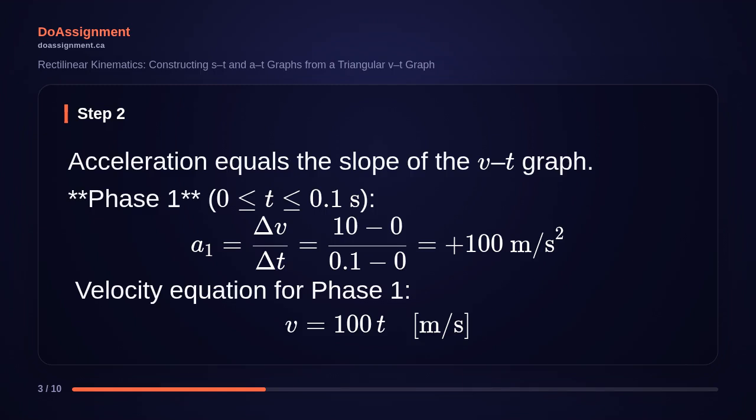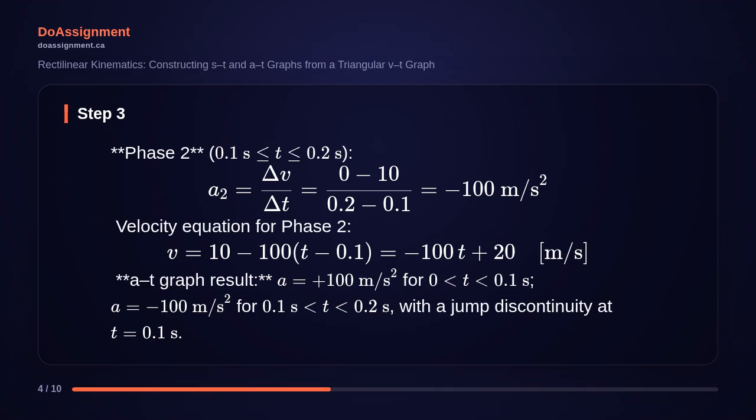For phase 1, acceleration equals the change in velocity divided by the change in time. That is 10 minus 0 divided by 0.1 minus 0, giving positive 100 meters per second squared. So during phase 1, velocity equals 100 times t.